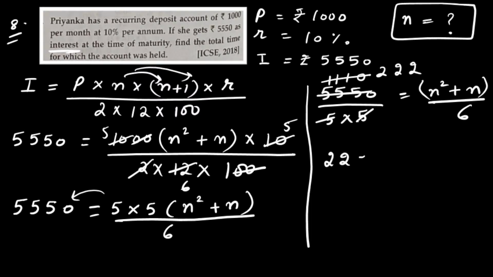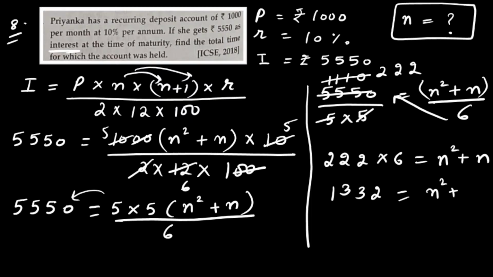So 222. Now let's shift this 6 to this side because the 6 is getting divided here. When we shift it to the other side, it will get multiplied. So n square plus n. When we multiply these two, 2 into 6 is 12. So 1332 is equal to n square plus n.